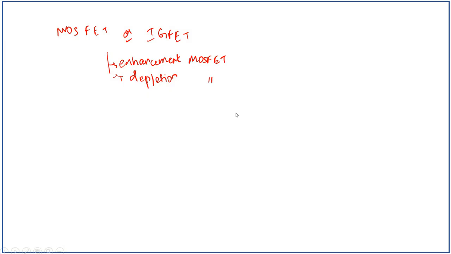In depletion MOSFET, the controlling electric field reduces the number of majority carriers, and in enhancement MOSFET, the electric field causes an increase in the majority carrier density in the conduction region of the transistor.